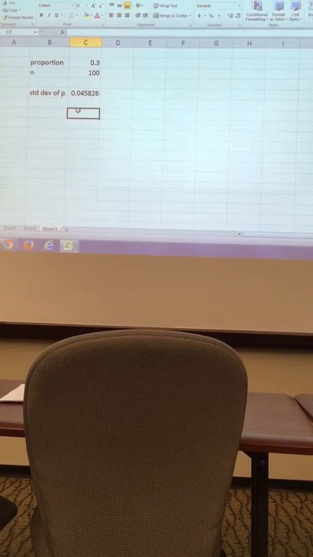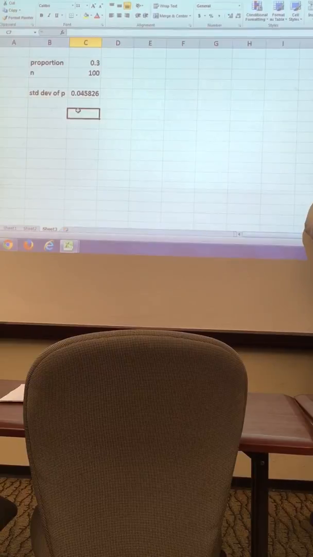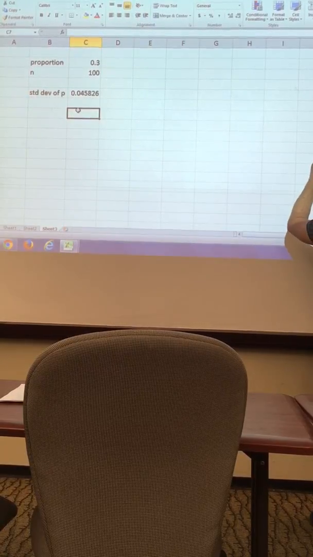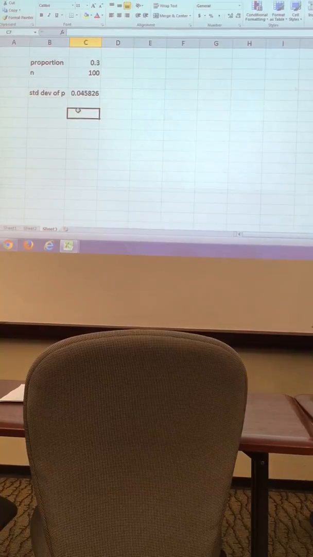The sampling distribution is really just, we can draw it out. Our mean is gonna be 0.3, our standard deviation is gonna be 0.045, which means 68% of our population is gonna fall between 34.5% and 25.5%. And then almost all of our population is gonna fall between 21% and 39%.